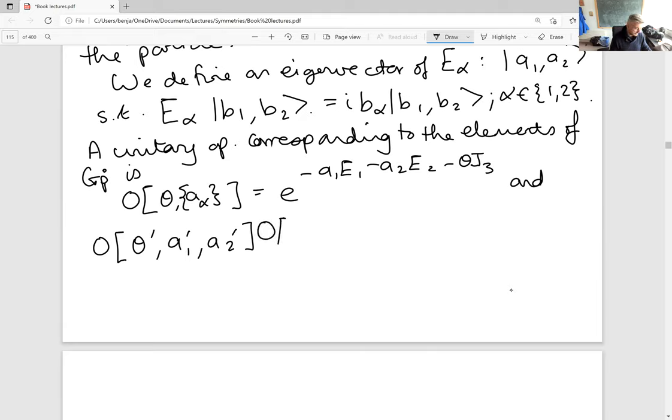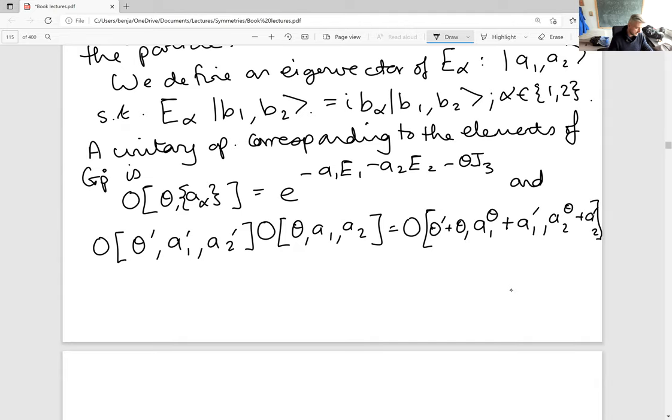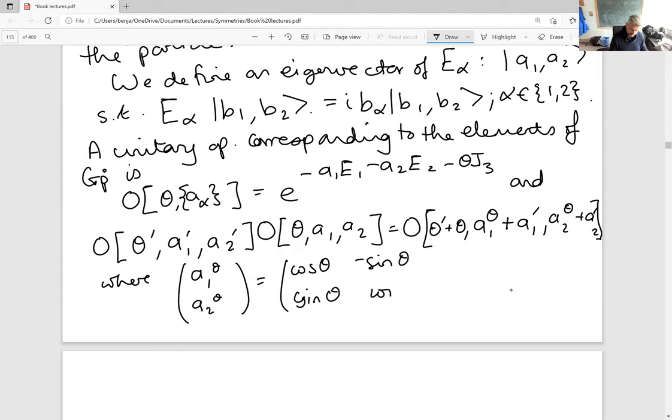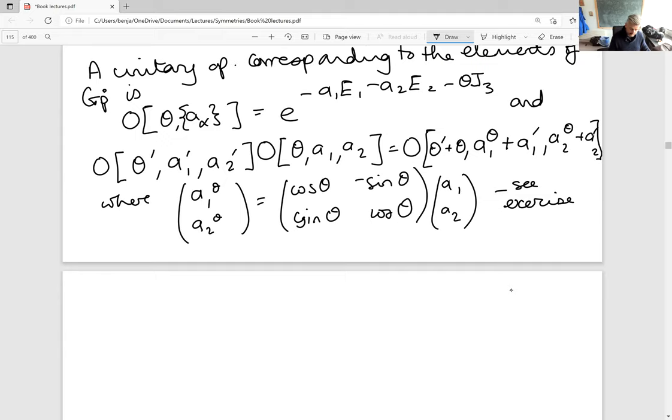If we multiply two of these together, we get another element of the group where the angles have been added, and where there has been a translation in that way, where I'm going to define these A1 theta now. They're just rotated A1 and A2s in the 2D plane. So you'll be deriving this, see the exercise in the book. Okay, all right, but let's take this as given now.